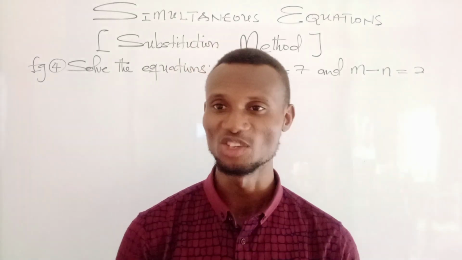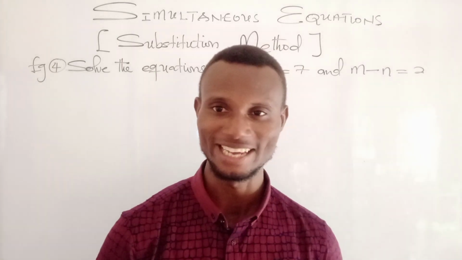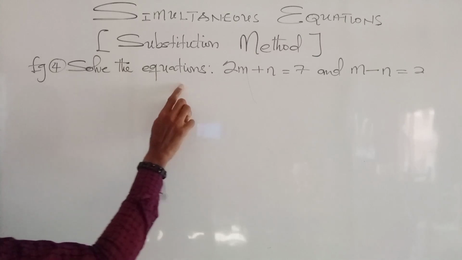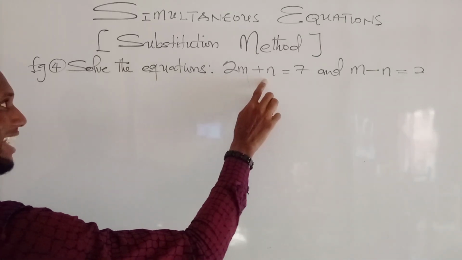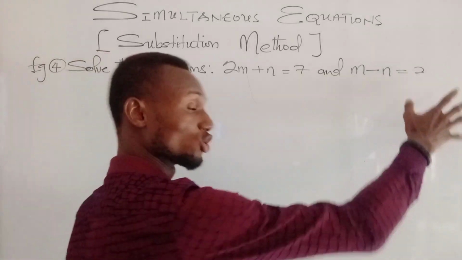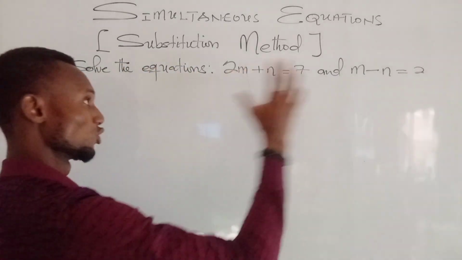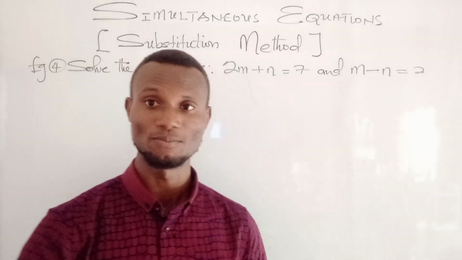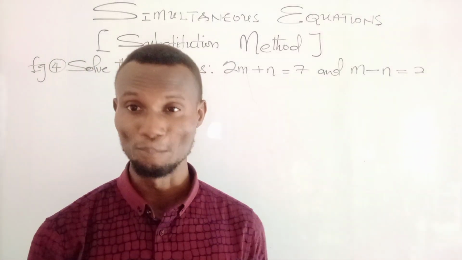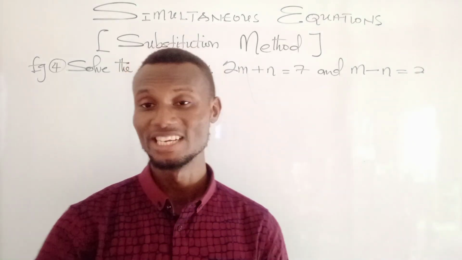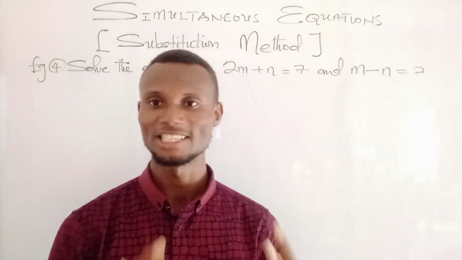Let's go ahead and solve the example 4 that I have on the board. So example 4 says we should solve the equations 2m plus n equals 7 and m minus n equals 2. So we have two given equations. We are solving it simultaneously using the substitution method. That's what we learned in the previous video: solving simultaneous equations by the substitution method.